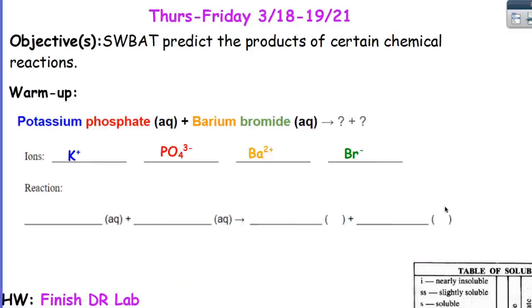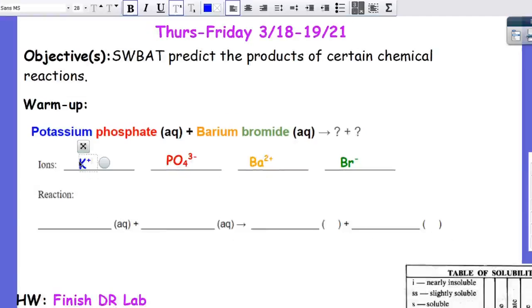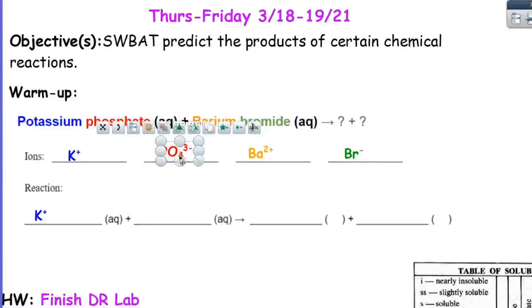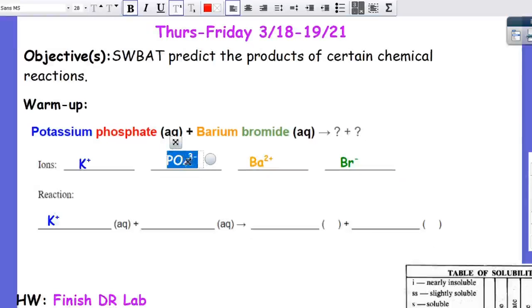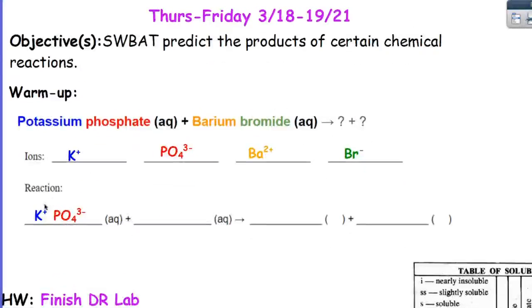That was the answer to number 1 in your warm-up. Number 2, we need to know what are the balanced formulas for my reactants. So I need to do the crisscross rule. So let me copy my potassium and my phosphate. So I'm going to do my crisscross rule.